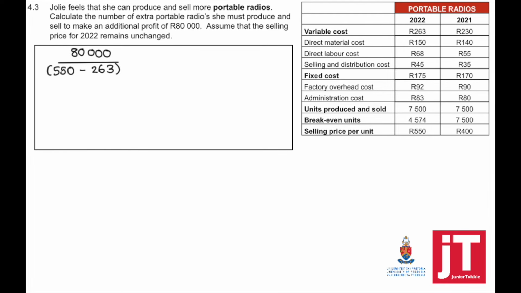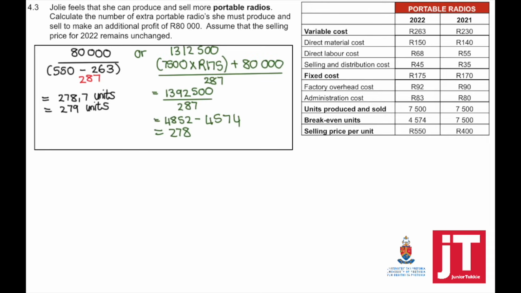My method, we take the additional profit divided by the contribution per unit. That equals 279 units. You could have also taken the total fixed cost and add the additional profit divided by the break-even point. But then you need to take 4,852, which is your new break-even point, minus the previous break-even point, and the difference will provide you with the same answer. Now, because of rounding off, there is a difference between these two.